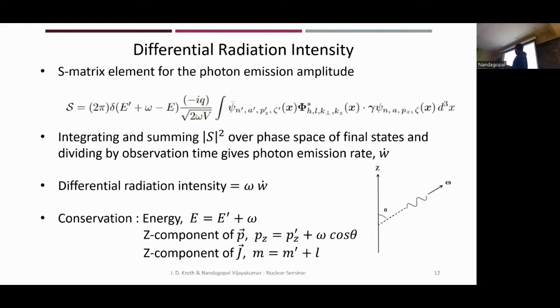Now, there are several conservations that occur here. But first of all, explicitly shown in the S matrix element is the conservation of energy. So the energy of the initial fermion equals the energy of the final fermion plus that of the photon. The z component of momentum and total angular momentum are also conserved as given by these equations. Here, theta is the angle of emission of the photon. It's the angle the photon makes with the z-axis, or the axis of rotation.